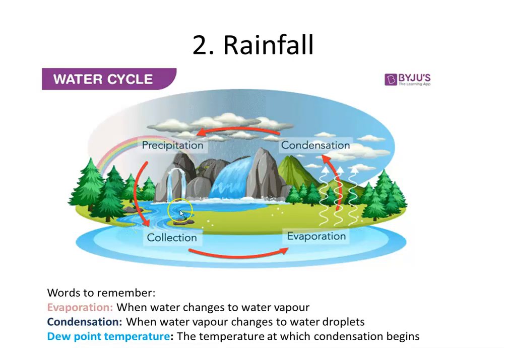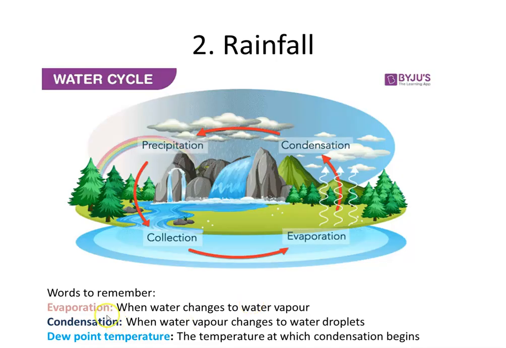Then we have collection sites, we have underground water, we have rivers, we have waterfalls, we have oceans. Those are all collection areas. And then the cycle starts again with evaporation. That's why it's a circle. So it's always evaporation, condensation, precipitation, and collection. Then again, evaporation, condensation, precipitation, and collection.